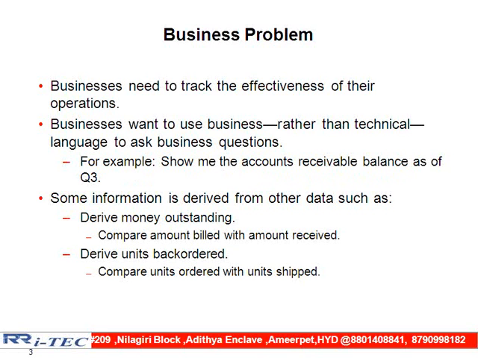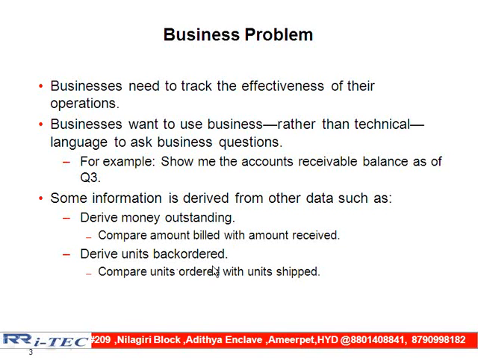As a technical person, what do you need to do? You need to sum up Q1 sales plus Q2 sales plus Q3 sales, then it will give you the Q3 total receivable balance. Now, some information is derived from other data, such as deriving money outstanding. Suppose in a supermarket we are the retailer, then we compare the amount billed with the amount received. How much amount is billed and how much amount is received. These 2 things will give you the money outstanding.